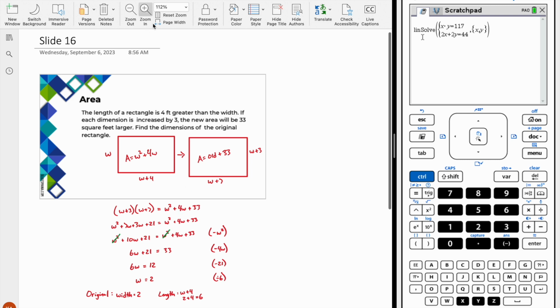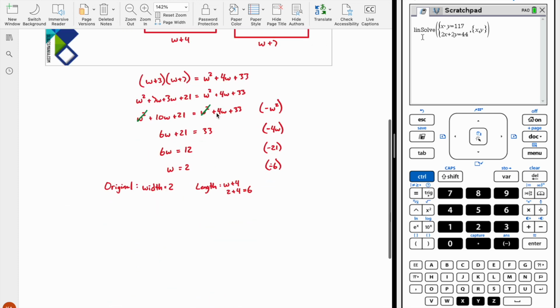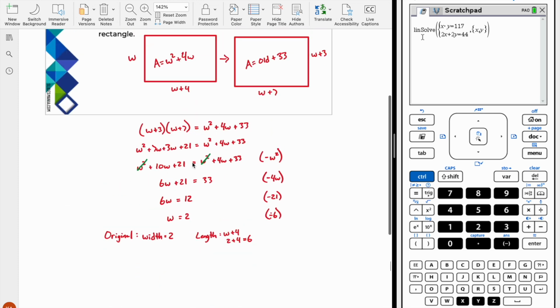When we do, we end up with our two polynomials. Remember, in order for us to solve our equation, we need to isolate our variable. So we're going to bring over the w squared. We're subtracting w squared from both sides. We end up with 6w plus 21, after we have subtracted 4w from both sides.